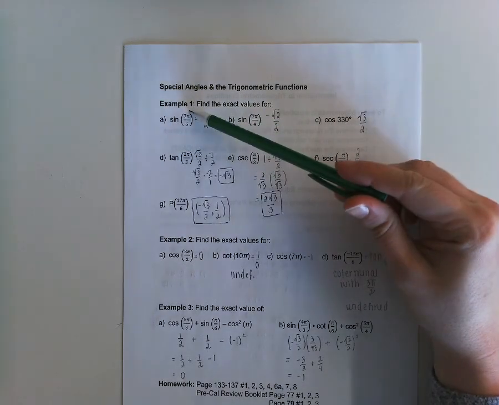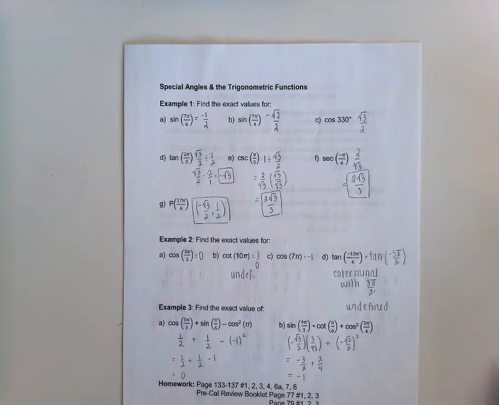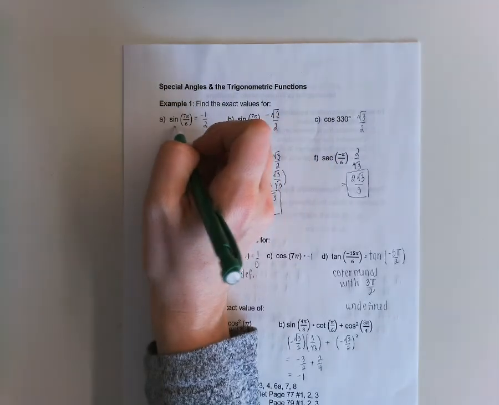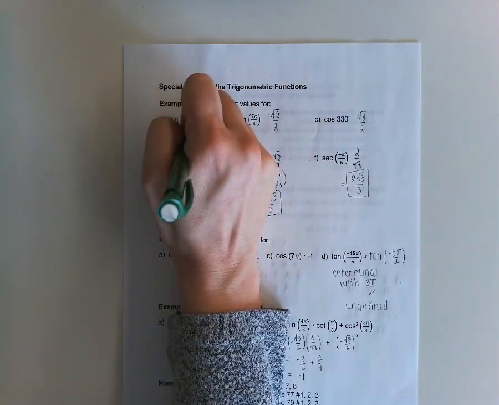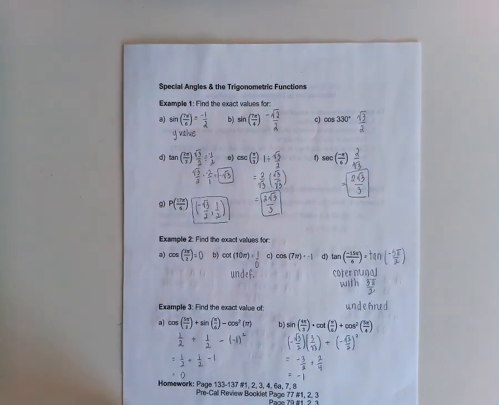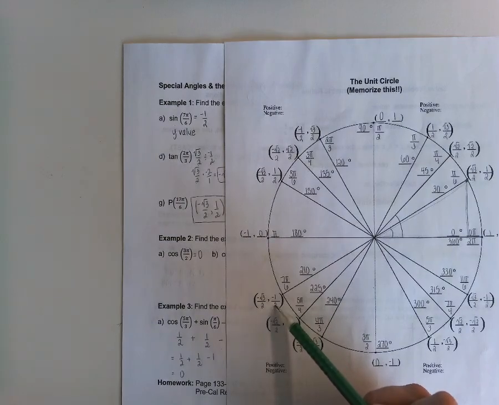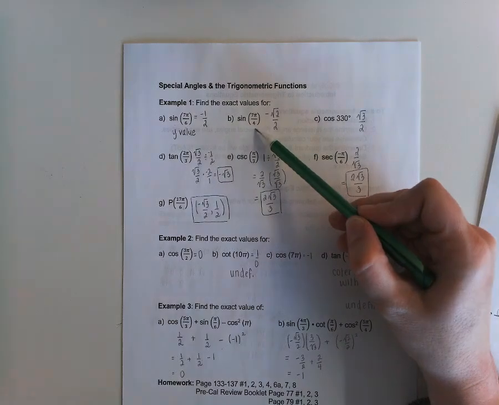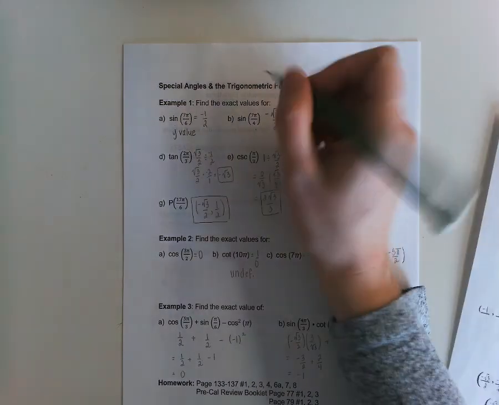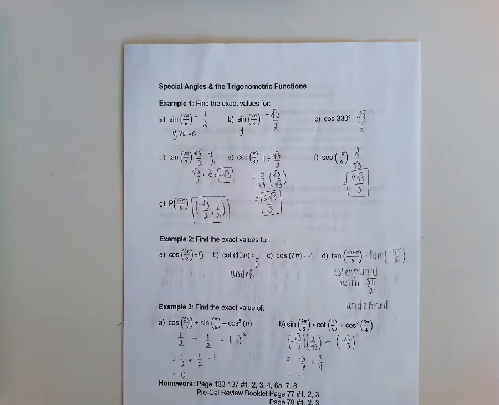So sine of 7 pi over 6, this is on the unit circle, it's equal to, this means sine of 7 pi over 6 means the y value at 7 pi over 6, and on our unit circle, the y value at 7 pi over 6 down here is negative a half. Here we have sine of 7 pi over 4. Again, that means the y value at 7 pi over 4, which is negative root 2 over 2.